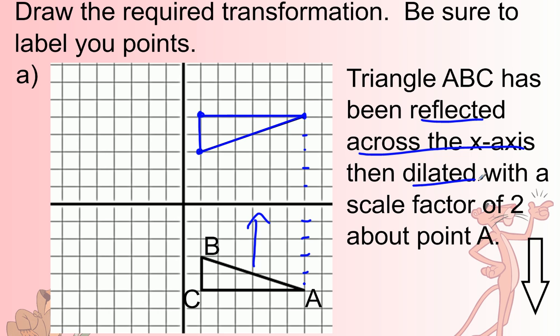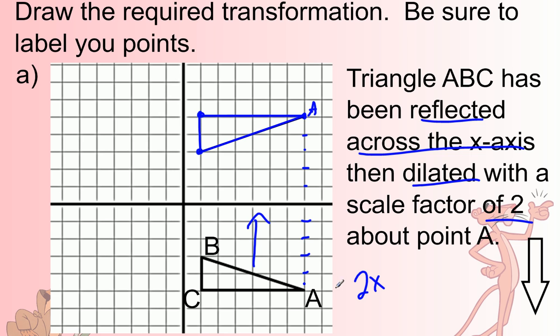Now we need to dilate that, bigger, smaller, with a scale factor of 2. Everything's going to be 2 times as big about point A. So this is my origin. Everything's going to be getting bigger and smaller from here. These lines are going to be stretched out from this point A. Okay, so let's see here.